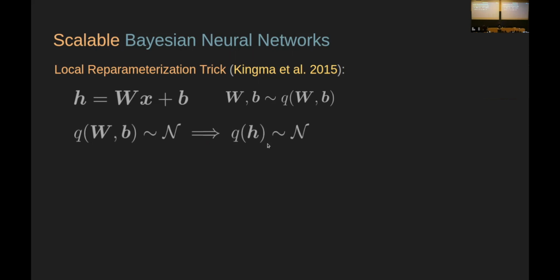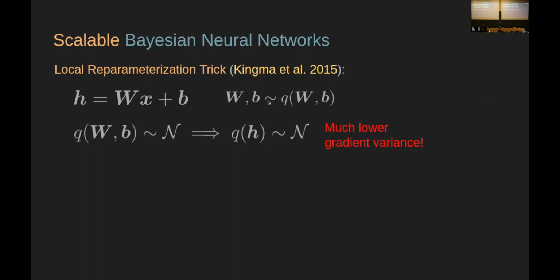And the benefit of this is now you can sample, instead of sampling all the weights and biases, you can just sample the activations. That might not seem like such a big win at first sight, but it has much lower gradient variance, especially for higher batch sizes. Essentially there will be lower correlation between the gradients coming from each data point in your batch.